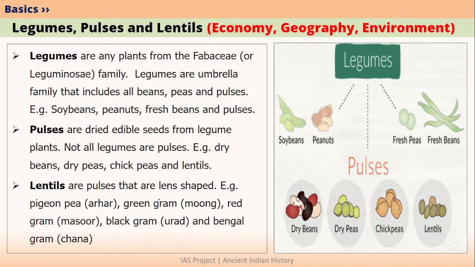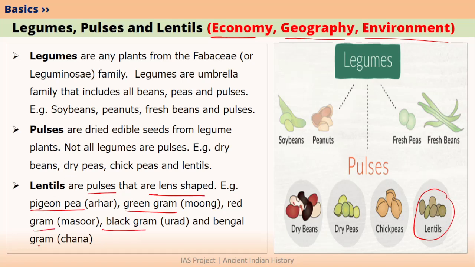Let's talk about lentils briefly because it is important from the point of view of economy, geography, as well as environment. So what are lentils? Lentils are being shown here. Lentils are nothing but those pulses that are lens shaped. For example, pigeon pea, green gram, red gram, black gram, and Bengal gram, all these are lentils.